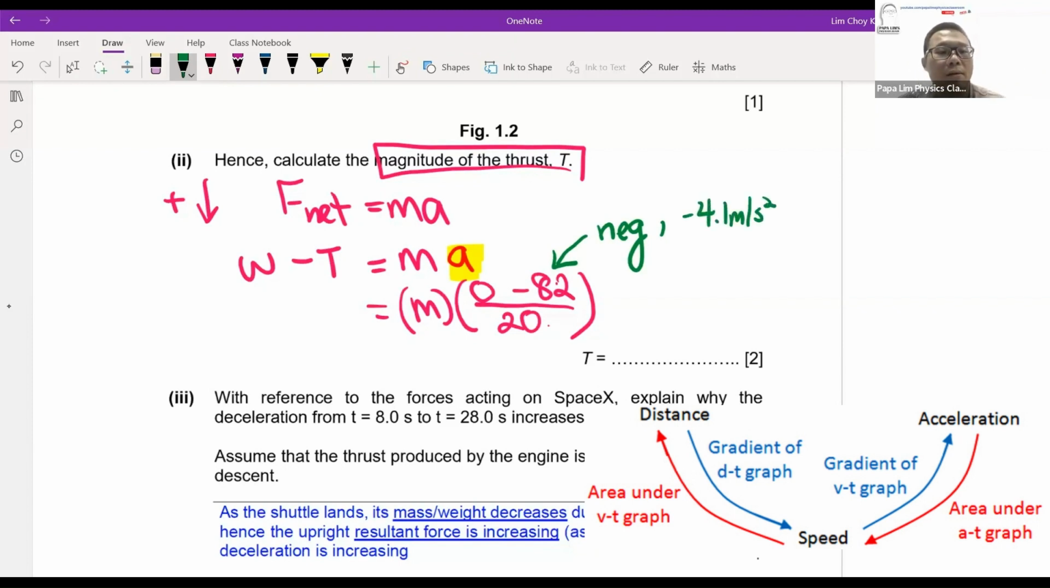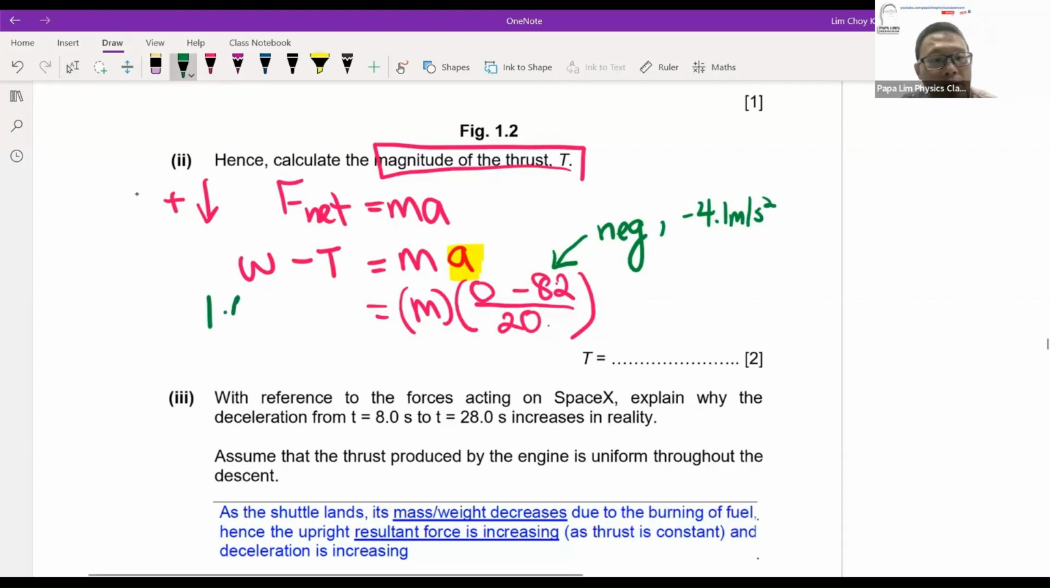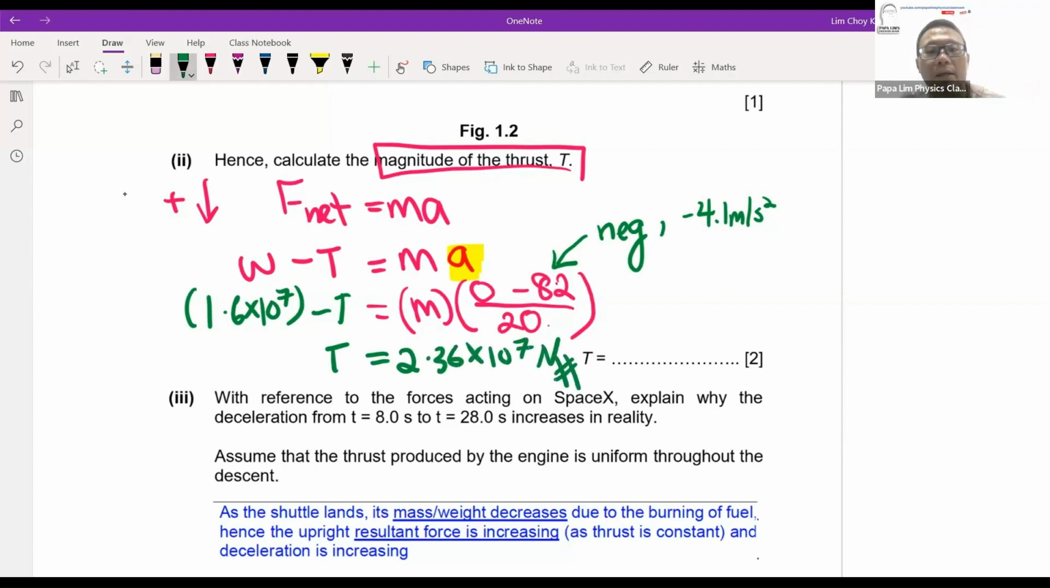So the weight you are given in this question, which you found in part A, happens to be 1.6 times 10 to the power of 7. So 1.6 times 10 to the power of 7 minus T. And you do your algebra, you'll find that T will be 2.36 times 10 to the power of 7 Newton. So this will be the answer for the upthrust.